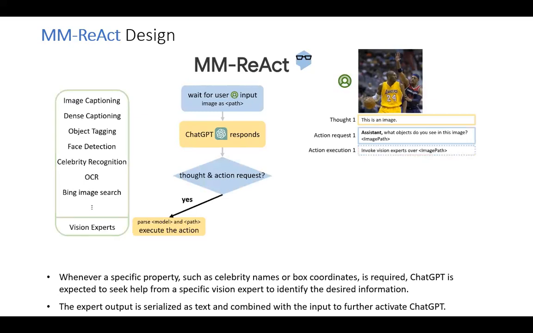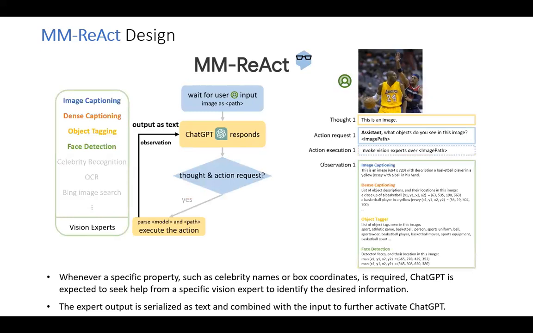Next, to grasp a general understanding about the image, ChatGPT plans on what tool to use. For example, image captioning for an overall description of the image, dense captioning to get a reasonable, more detailed description about each object in the image, object tagging to get the object tags, and as the tags may mention faces, it further invokes face detection to get the bounding box coordinates of the two faces.